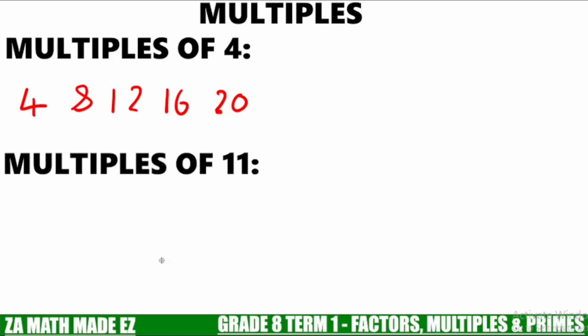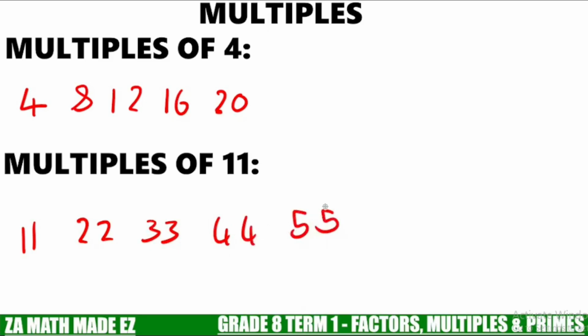Another example is the multiples of 11. 11 times 1 is equal to 11. 11 times 2 is equal to 22. 11 times 3 is equal to 33. 11 times 4 is equal to 44. And 11 times 5 is equal to 55. Those are some basic examples of multiples.